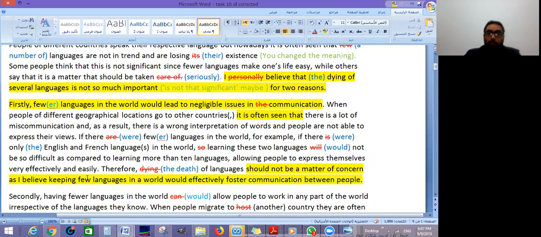Okay. So as I said, there was some kind of contradiction here, and then we have, therefore, the death of languages should not be a matter of concern, as I believe keeping the languages, I don't know if you're keeping them. Maybe having, I don't know, possibly having fewer languages or something.